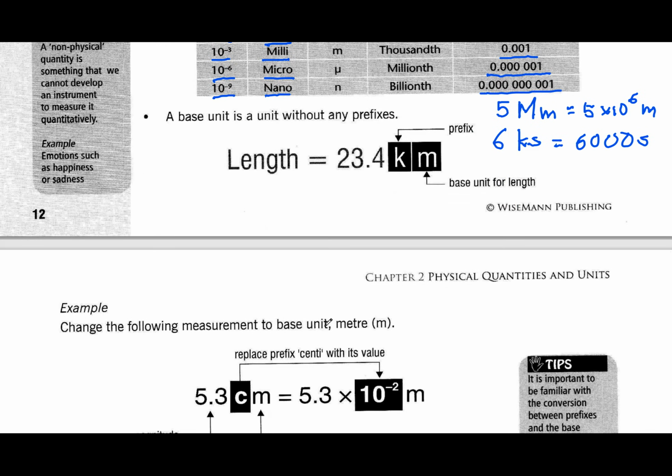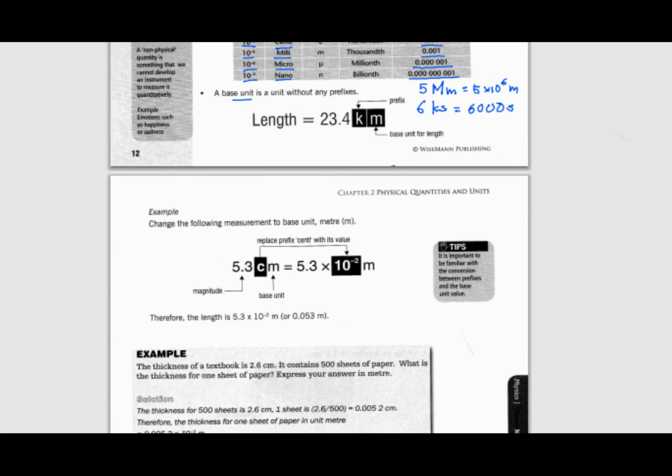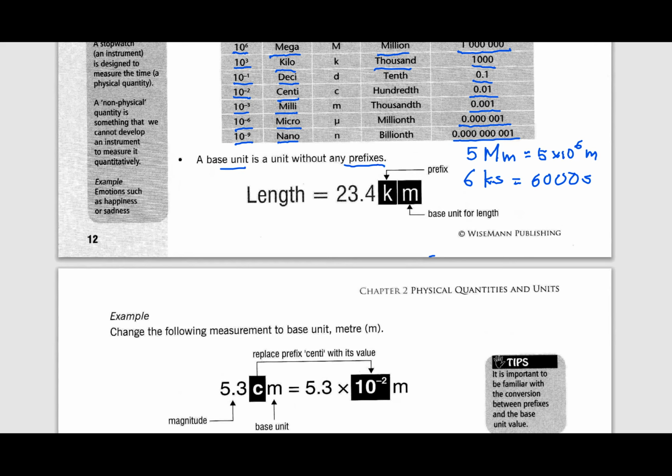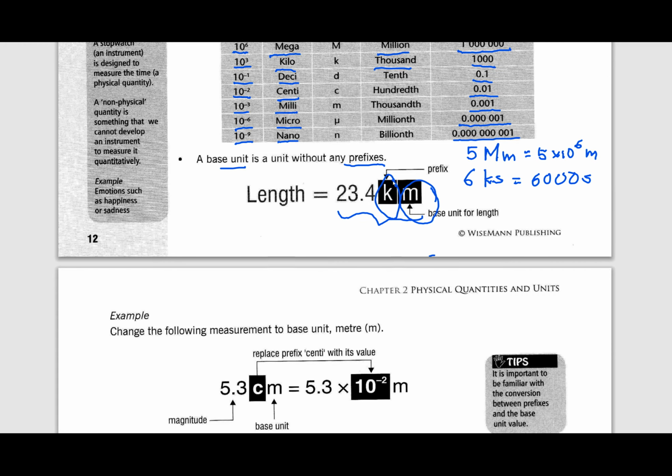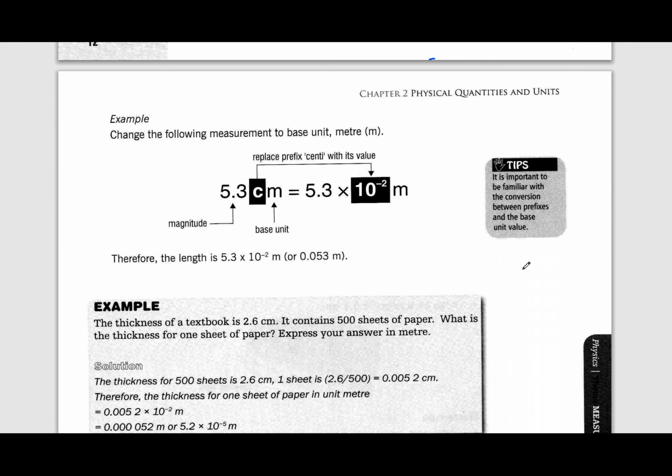Now the base unit is a unit that doesn't have any prefixes. As an example, 23.4 kilometers. The meter is the base unit, the K is the prefix. Another example, we have 5.3 centimeters. So 5.3 is the magnitude. Centi is the prefix, which we replace by 10 to the power minus 2. And meter is the base unit, we leave it as it is.